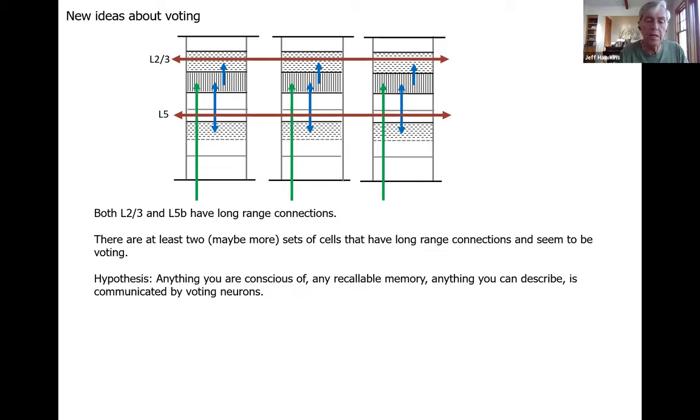Now, here's the big thing. I'm constantly working on this hypothesis, but let me state it explicitly because I don't always state it explicitly. Anything you're conscious of, any recallable memory, anything you can tell me, anything you describe verbally, is communicated by voting neurons. This is the means of information being passed around the brain.